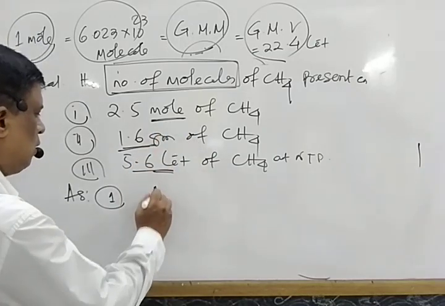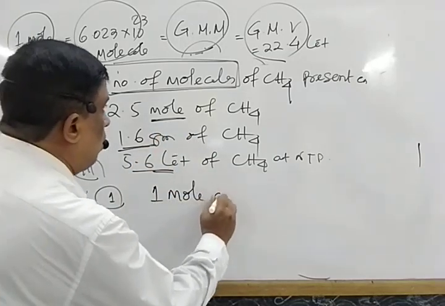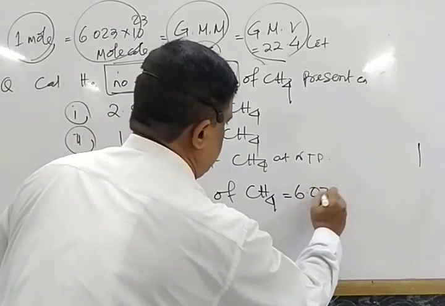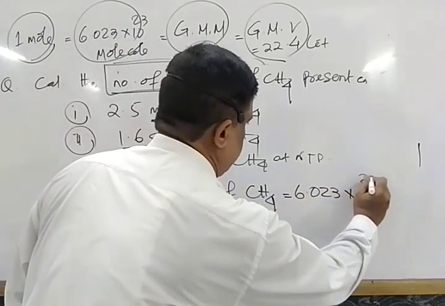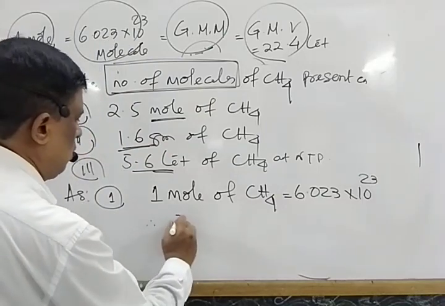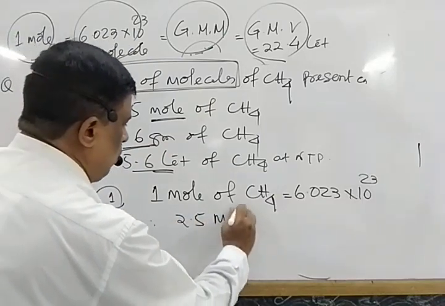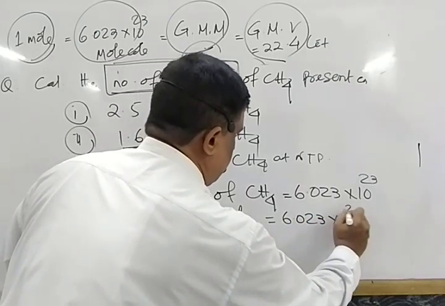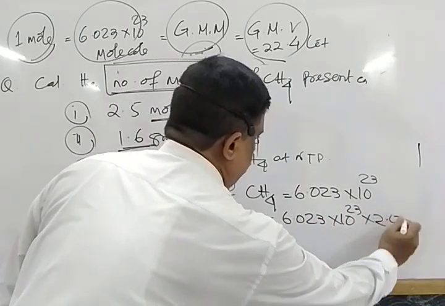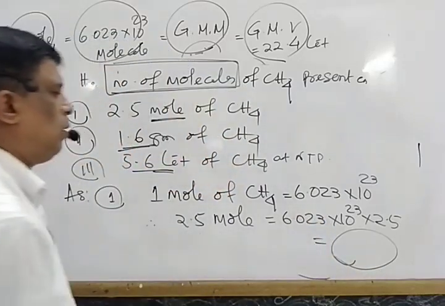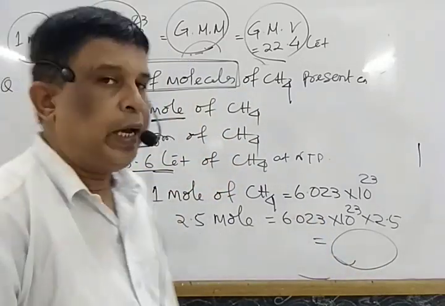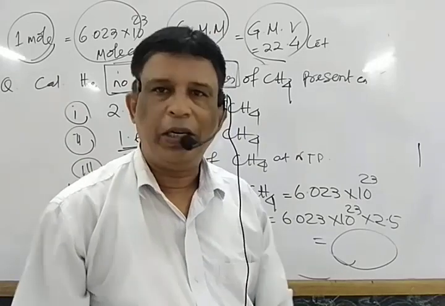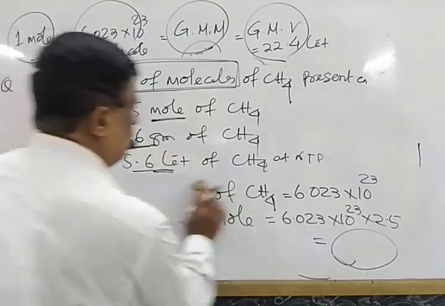We know that 1 mole of CH4 contains 6.023 into 10 to the power 23 molecules. Therefore, 2.5 mole contains 6.023 into 10 to the power 23 into 2.5. This is the total number of molecules present in 2.5 mole of CH4. Move to the B2. Mark that. What is the B2?